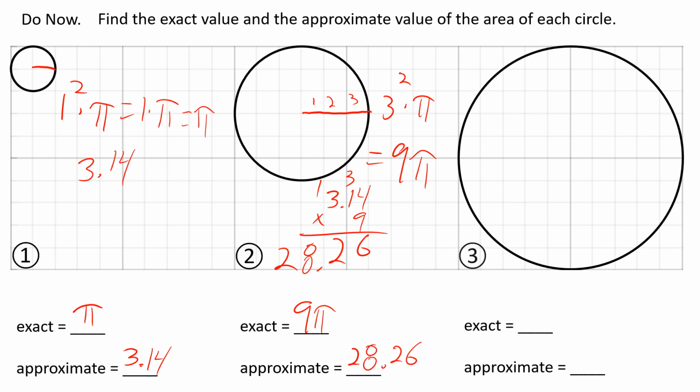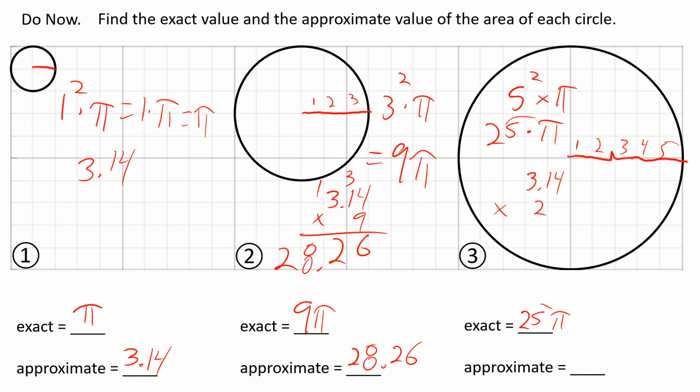Number 3, this circle looks like it has a radius of 5, right? For the radius, you gotta go from the center of the circle out to the circle. This looks like a distance of 1, 2, 3, 4, 5. So I gotta do 5 squared times pi, or 25 times pi. That's my exact value. And then for my approximate value, I gotta do 3.14 times 25.